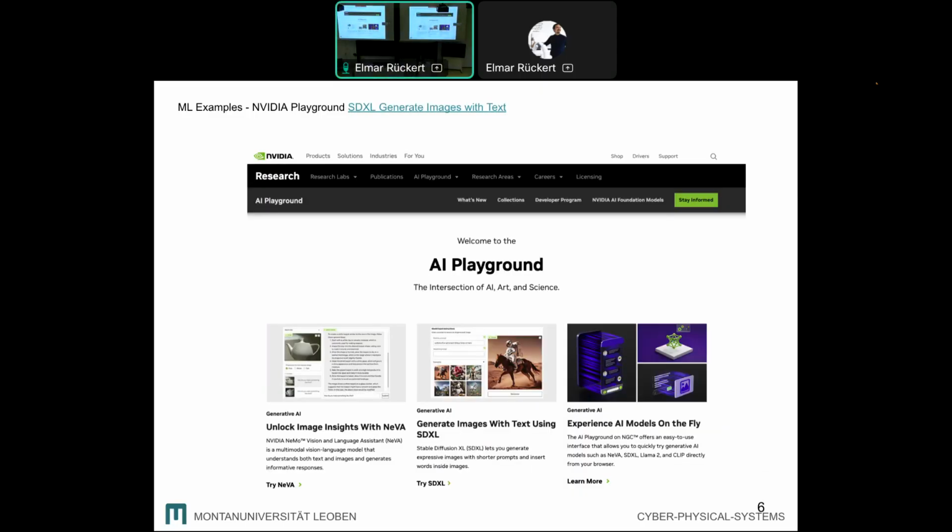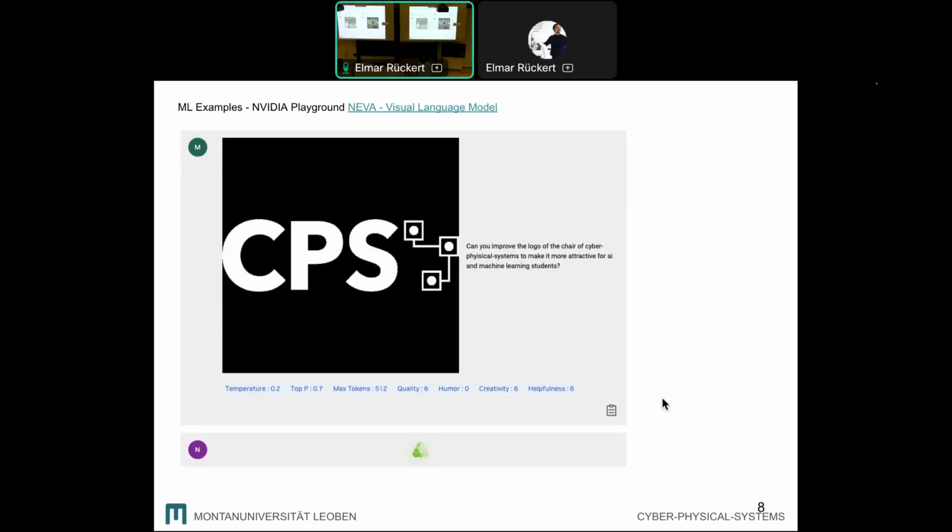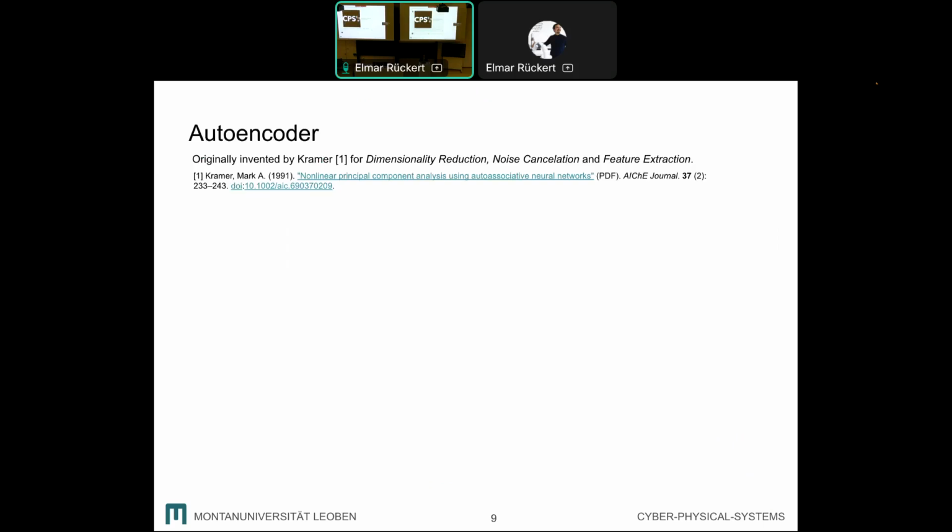Well, I'm a big fan of NVIDIA's Playground. So this is a very exciting platform to use new AI systems. I skipped that here for a moment. Last year, I used the AI system here to generate some artwork of how I would see ourselves here in this lecture room, how I could improve the logo of the chair or whatever. But let's start with some concrete examples.